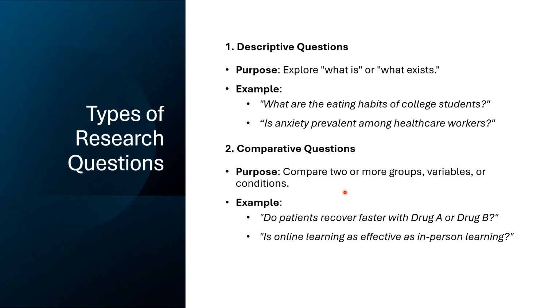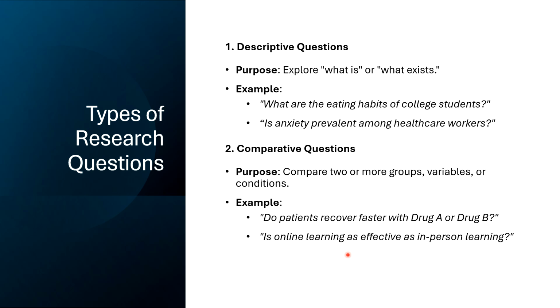For example, we can have lung cancer patients and compare them with patients with diabetes or some other disease, or patients coming without any disease. They are from the general population but they don't have cancer. So with and without cancer, we can have two groups. Or the example could be, do patients recover faster with drug A or drug B? So there is a comparison. In the beginning we have decided to compare, so the question clearly mentions the comparison.